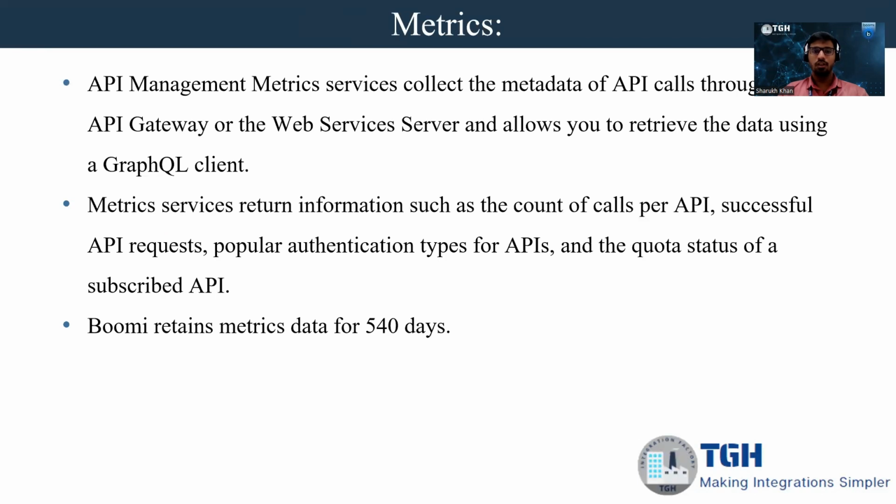The API management metrics service collects the metadata of API calls through the API gateway or the web services server and allows you to retrieve the data using a GraphQL client. The metrics service returns information such as count of all APIs and successful API requests, popular authentication types for APIs which are used, and quota status of the subscribed APIs. Boomi retains metrics data for 540 days.